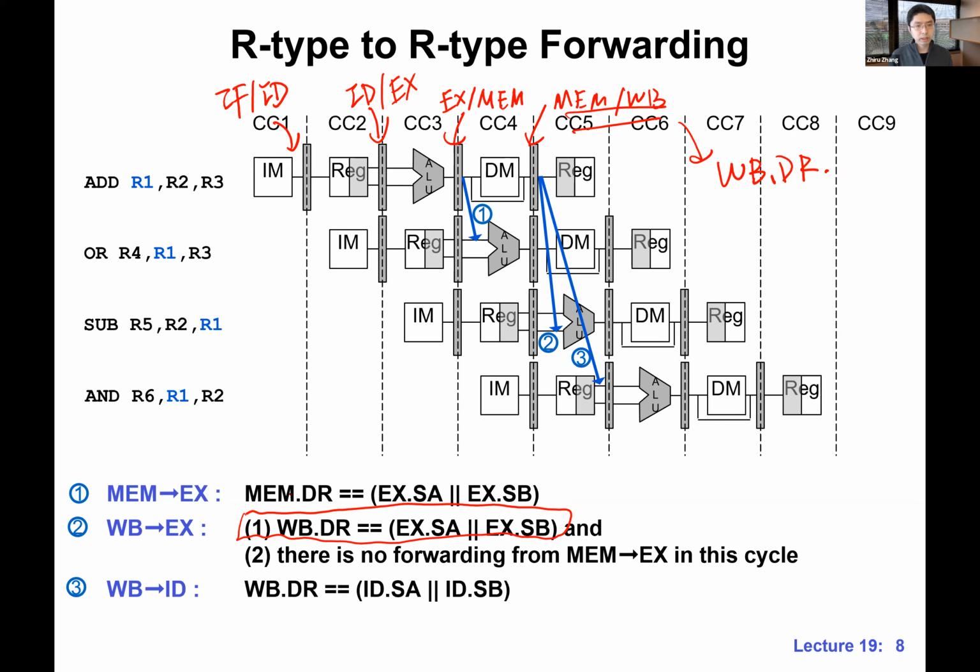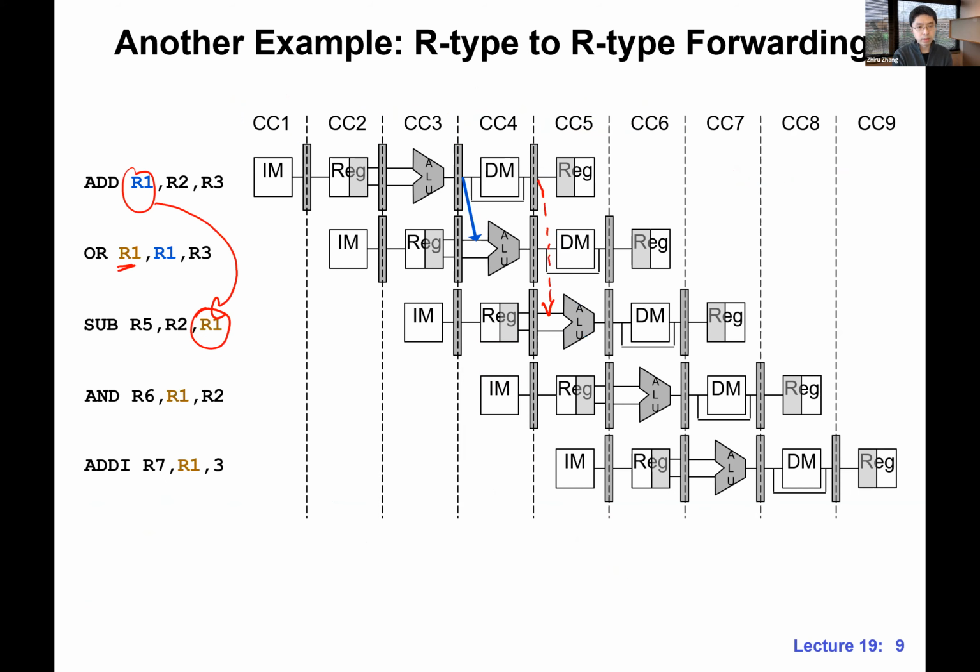but this may not be the path that we want to take, if there's another active forwarding going on from MEM to EX. That's why we are adding this second condition. So we really don't want to take this path. We don't want to do this forwarding. We really want to enable this forwarding.